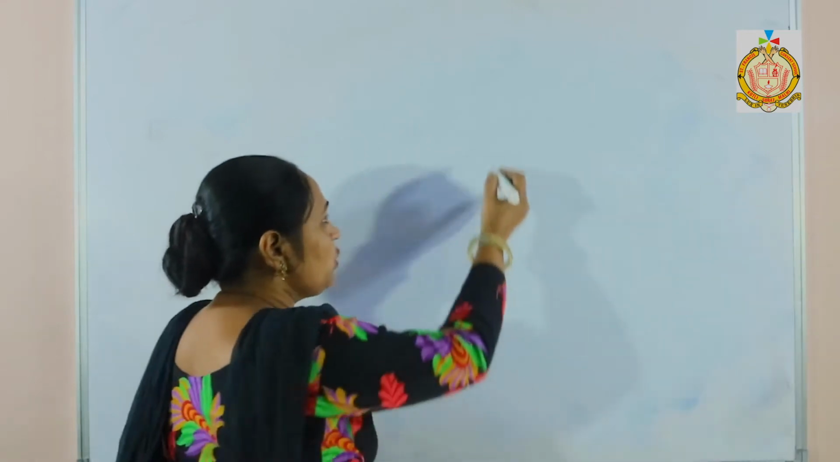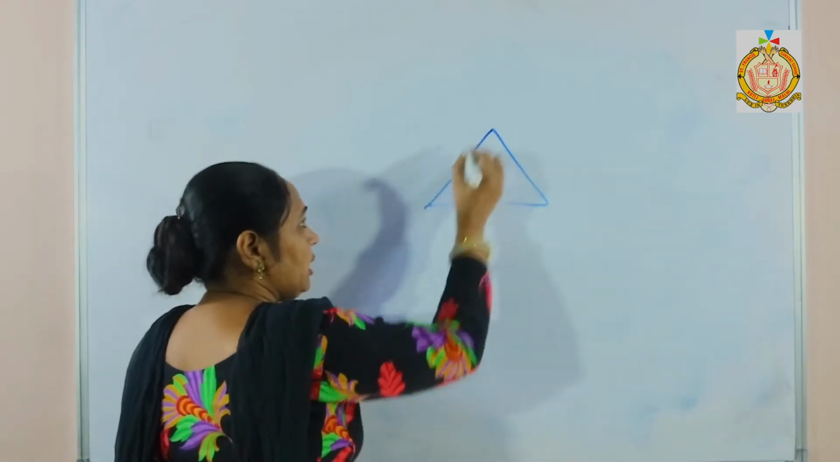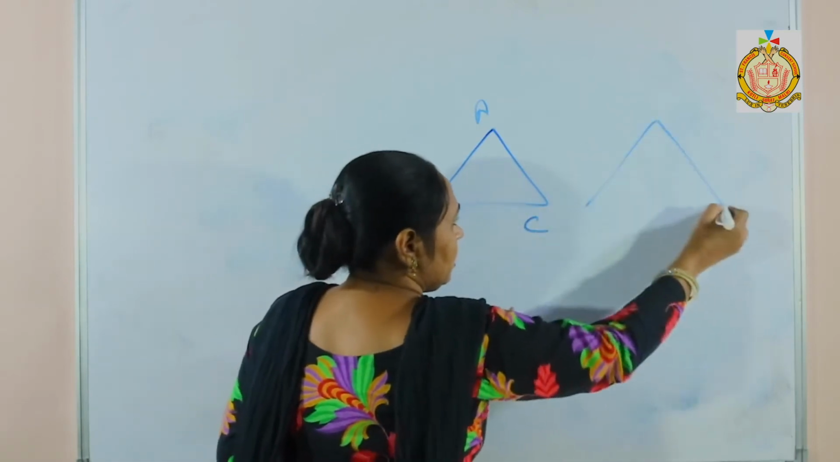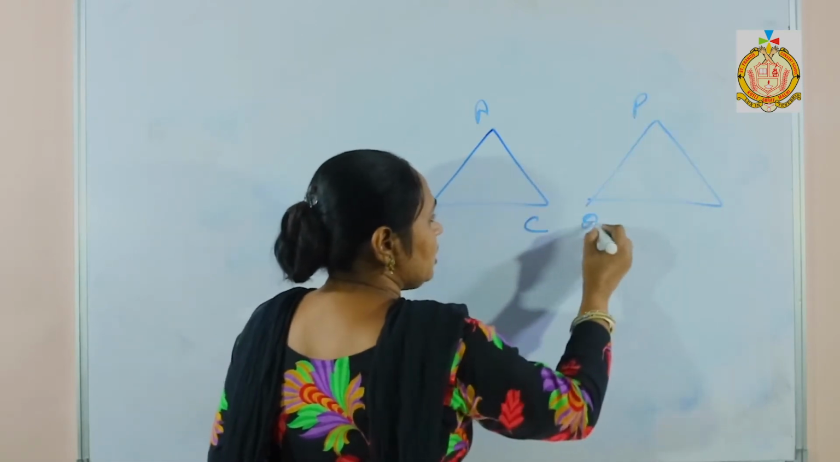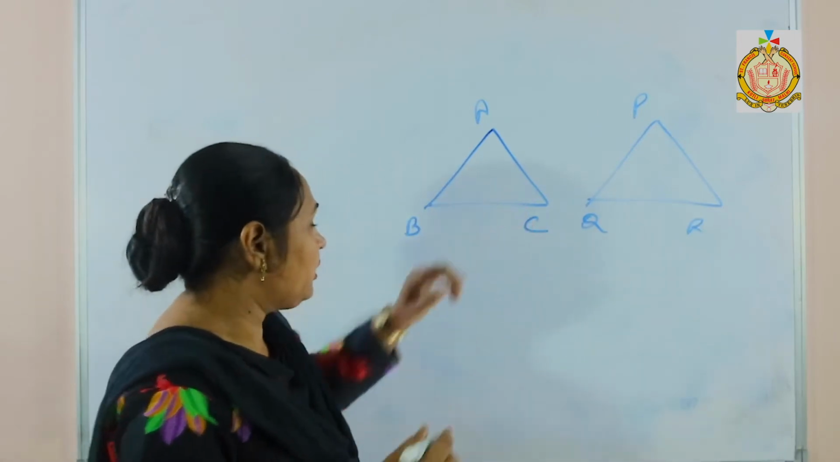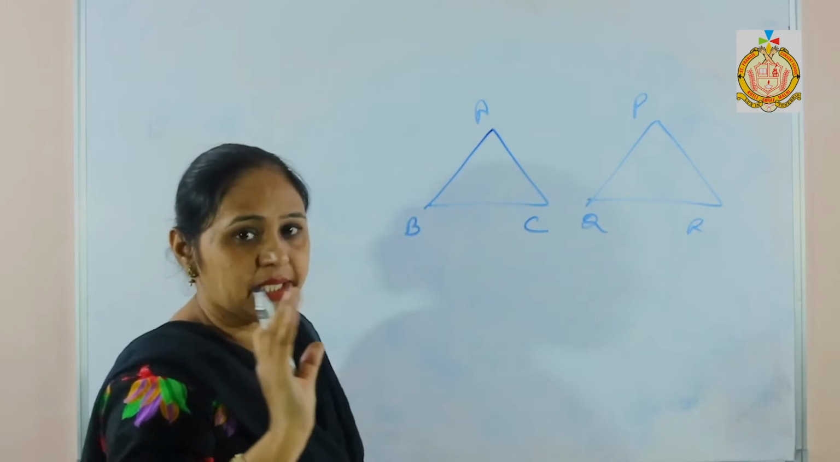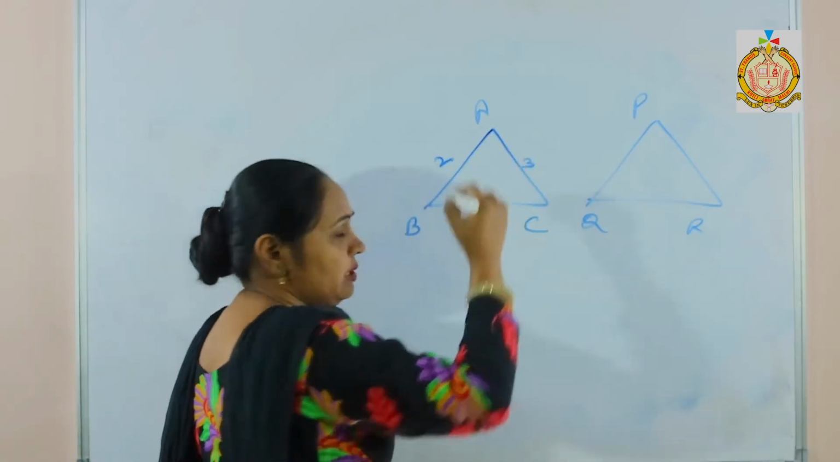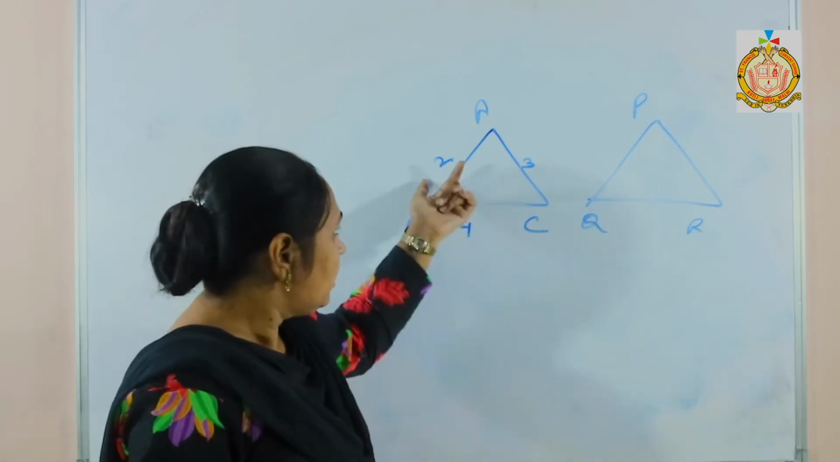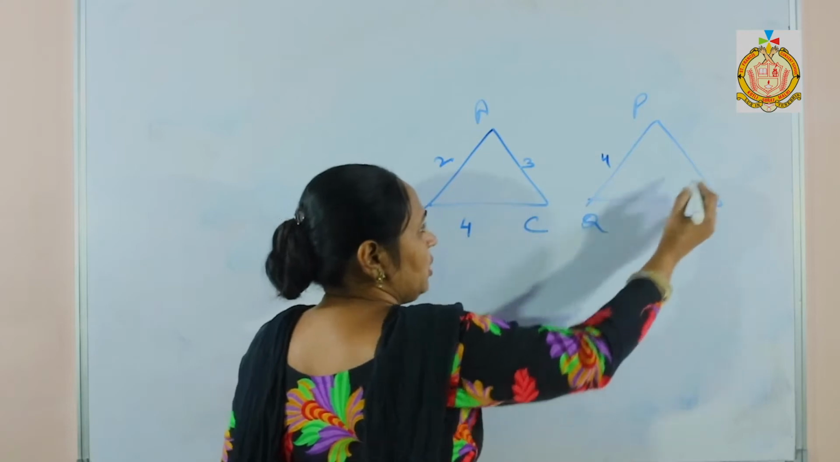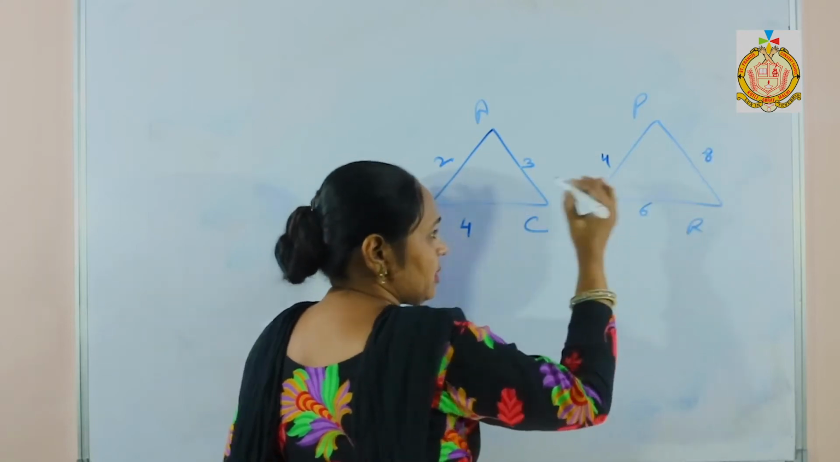Now, first similar triangle. I am taking the first angle. Suppose this triangle is ABC and the other triangle is PQR. Now to make the relation, by taking the sides, if this side is 2, this side is 4 and this side is 3, then there is another. This is 2 and this is 4, this is 8 and this is 6.